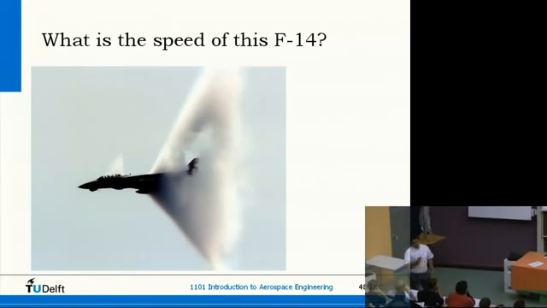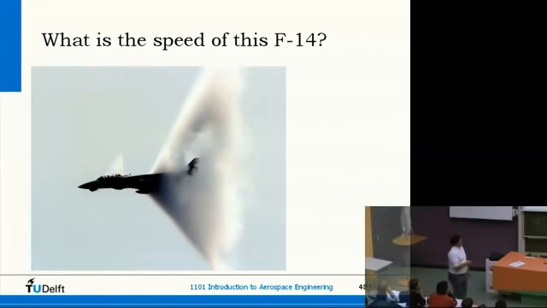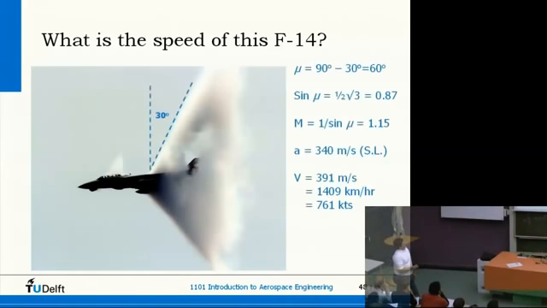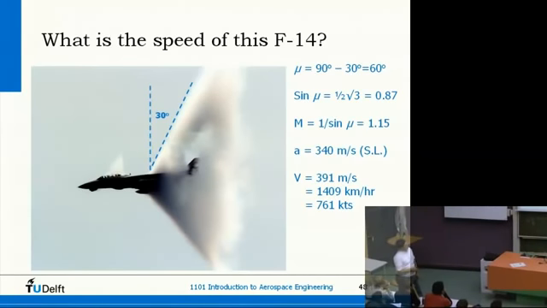When you see this, you could ask, what is the speed of this aircraft? And actually what we use is the same mu as we have discussed on the previous slide. Because there's an angle of about 30 degrees, our mu is about 60 degrees. The sine of 60 degrees is about 0.87. That means the Mach number is 1.15, order of magnitude.